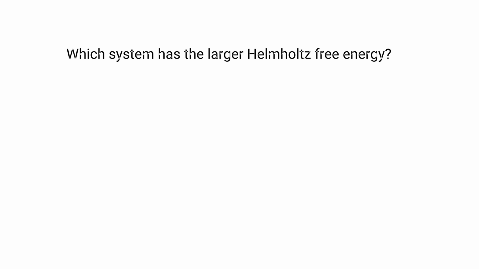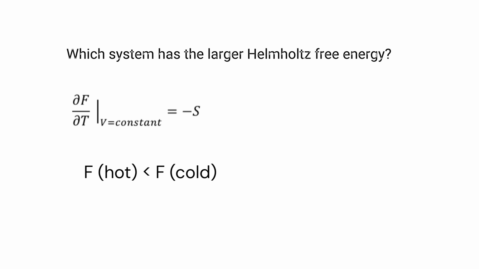Now, let us ask an interesting question. Which system has the larger Helmholtz free energy? To answer this, we use the formula ∂F/∂T = -S. Since entropy is positive, ∂F/∂T is negative. Therefore, increasing temperature at constant volume causes Helmholtz free energy to decrease. Consequently, the heated system possesses less Helmholtz free energy than the cold system.